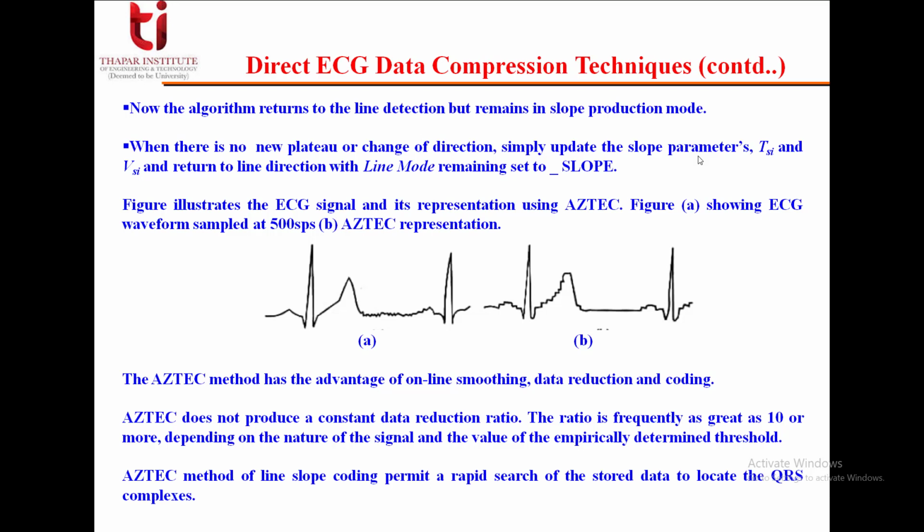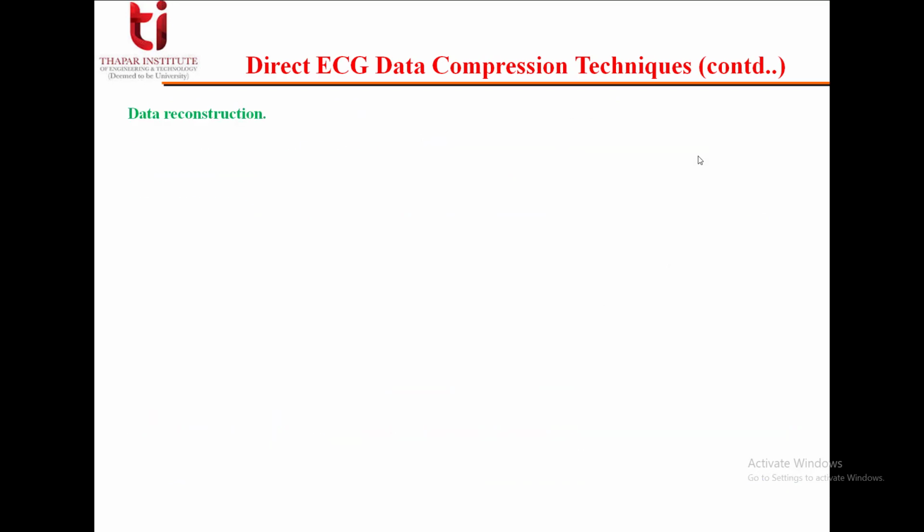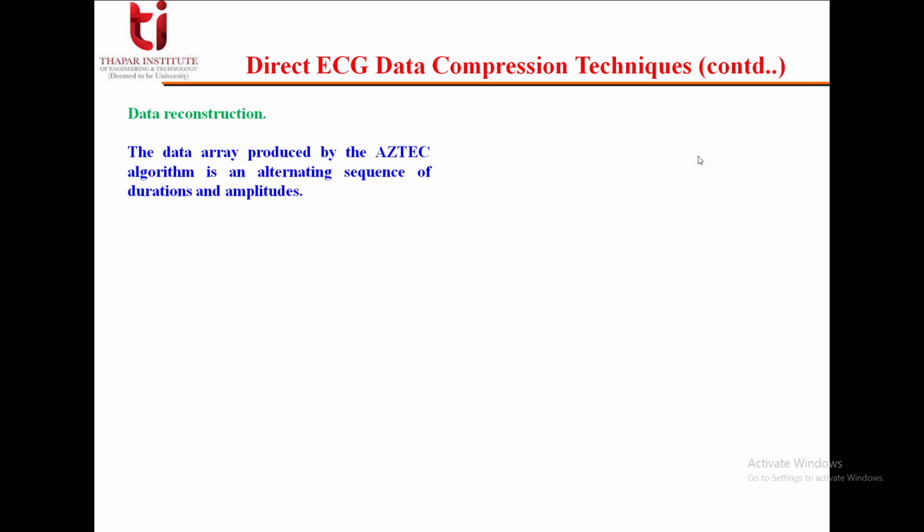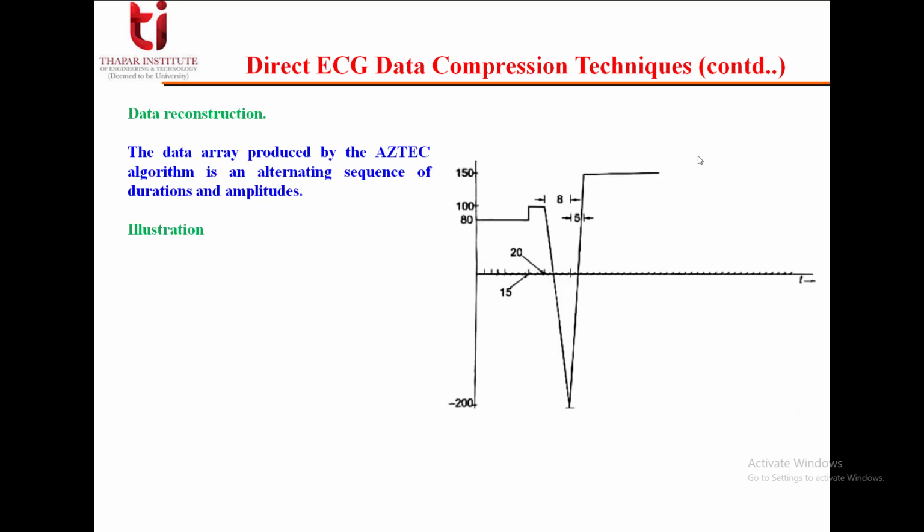The AZTEC method of line slope coding permits a rapid search of the stored data to locate the QRS complexes. Now, data reconstruction. How do you reconstruct the data after doing compression? The data array produced by the AZTEC algorithm is an alternating sequence of durations and amplitudes. We'll understand this with an example.